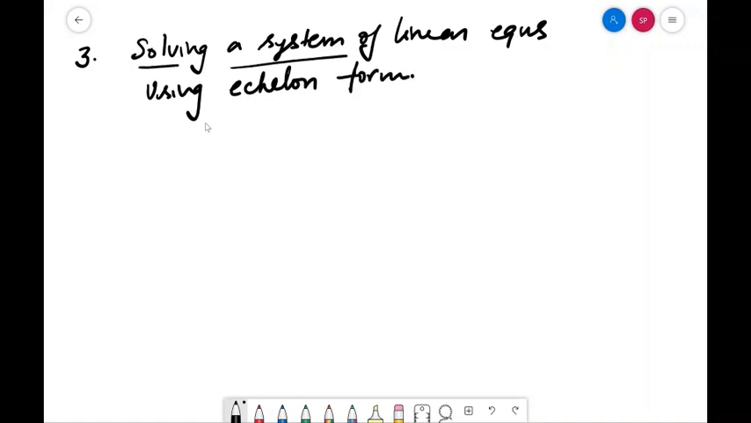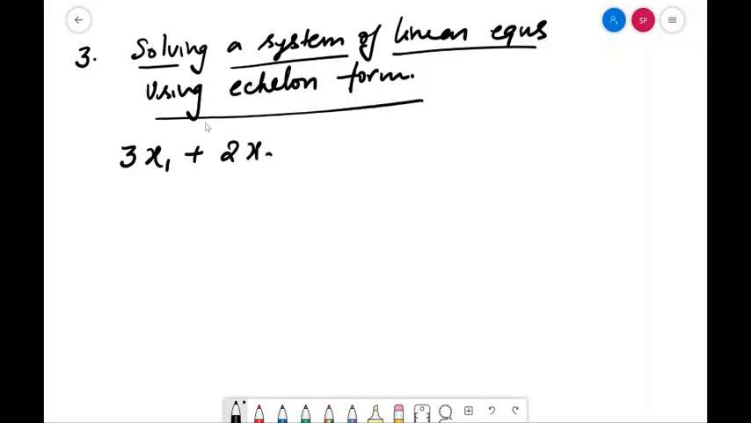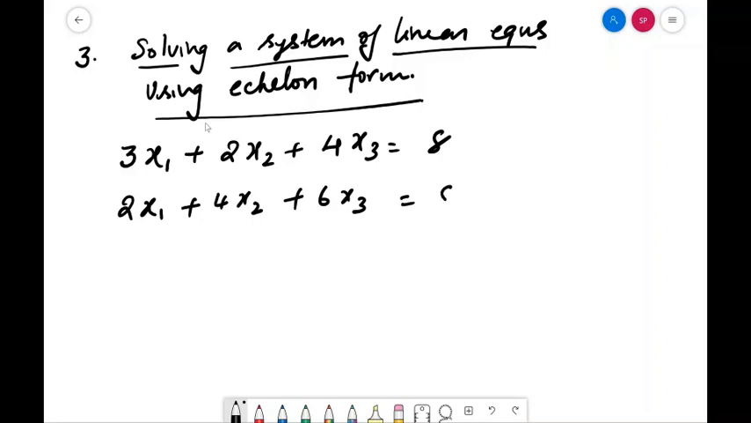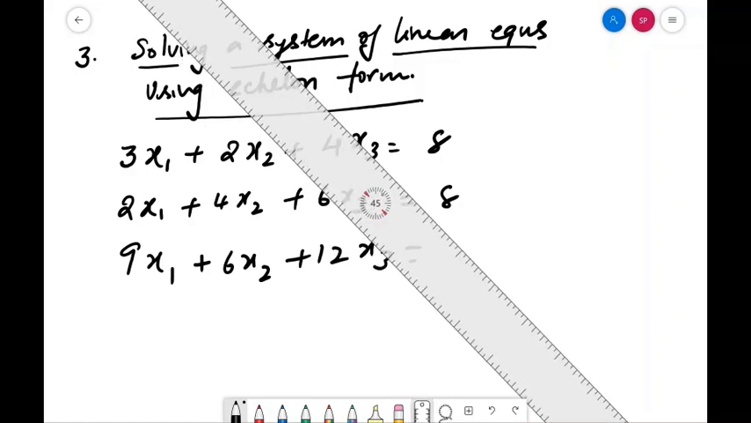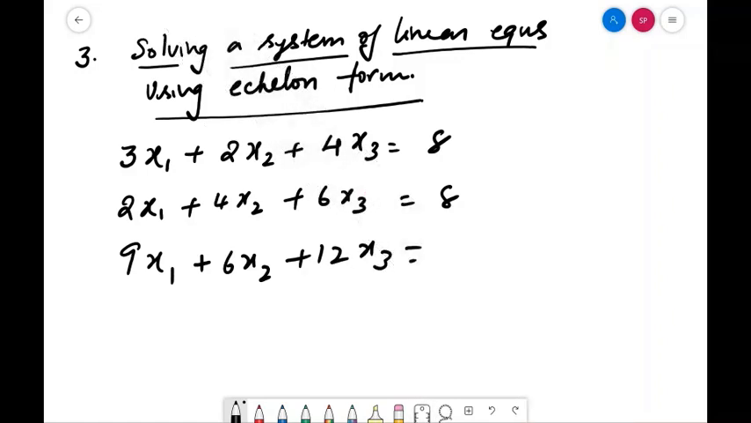So for this, let us consider a system. I am taking a system of equations 3x1 plus 2x2 plus 4x3 is equal to 8, 2x1 plus 4x2 plus 6x3 is equal to 8, and 9x1 plus 6x2 plus 12x3 is equal to 24.